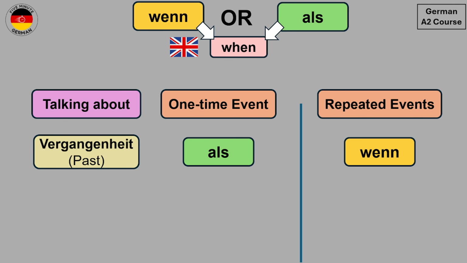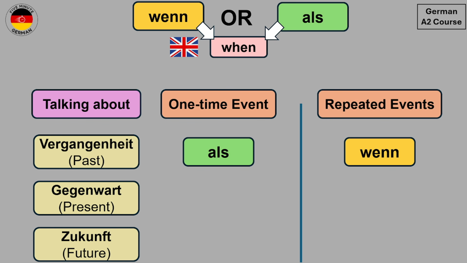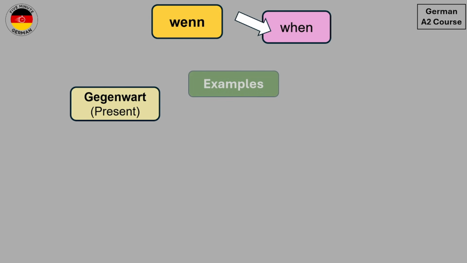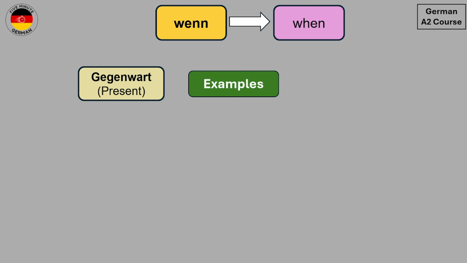Now what will you use when you are talking about the present or Gegenwart or future, which is Zukunft? So in case of the present or future, if it is a one-time event or a repeated event, you will always use when. So you see that als is only used when we are talking about a one-time event in the Vergangenheit, and for all the other cases we use when. Now let's take a look at some examples with when in the present or Gegenwart.